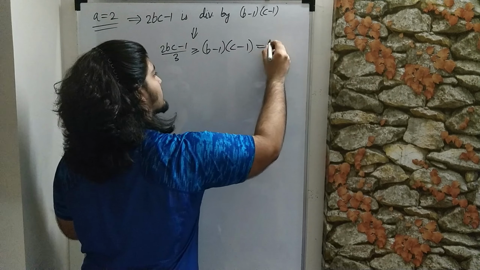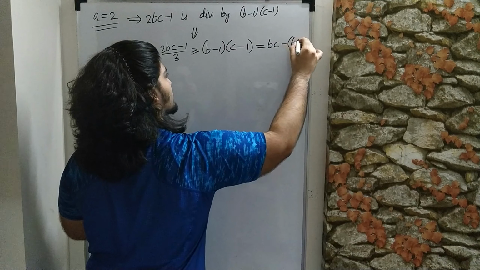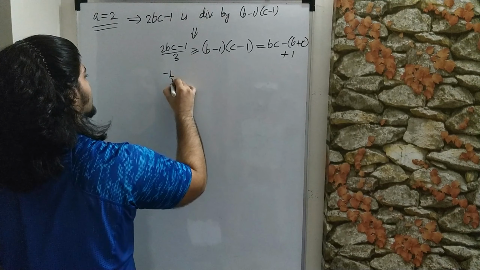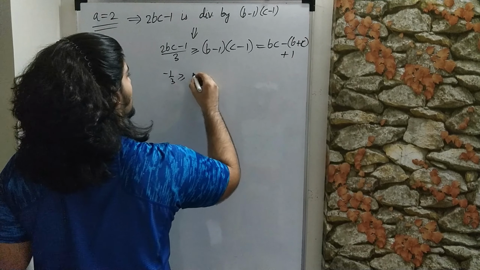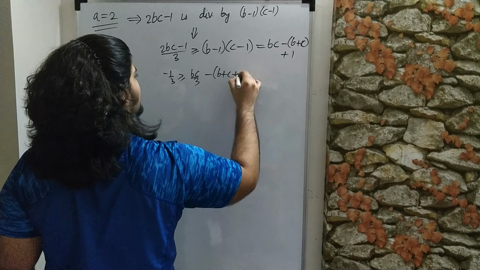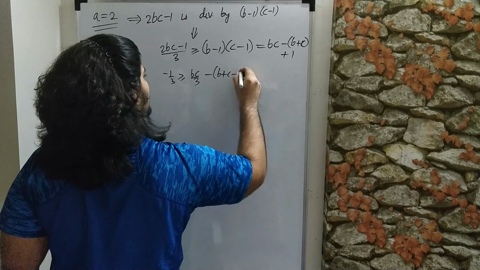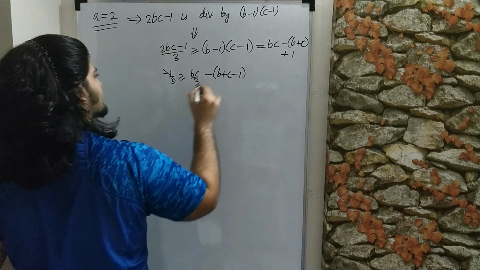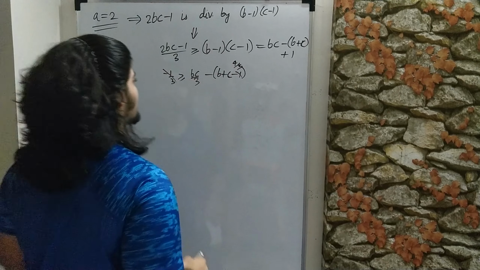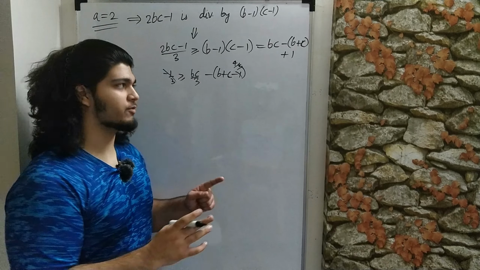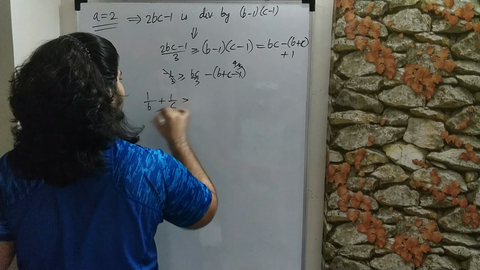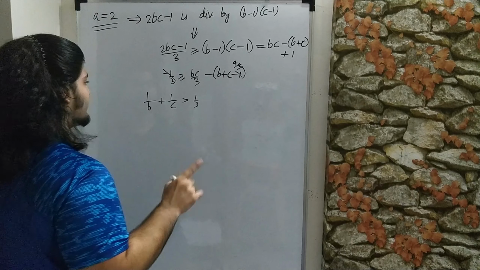So this is bc minus b plus c plus 1. So if we use that, we get minus 1/3 is greater than or equal to bc by 3 minus b plus c minus 1. And now we can bring this here to make this 4/3, and this is going to be a similar case as the first inequality. So in this case we'll get 1 over b plus 1 over c is greater than 1/3. I'll leave the proof to you.